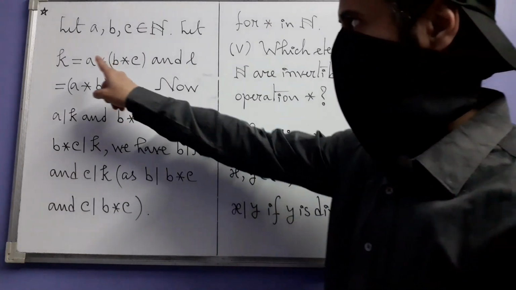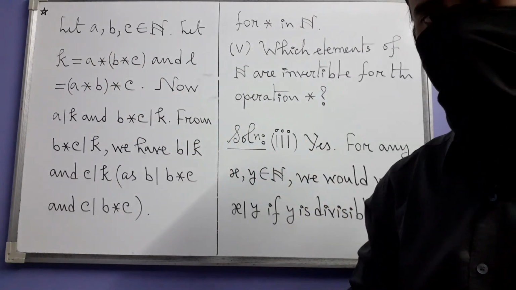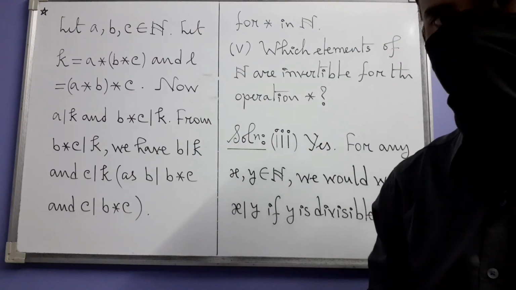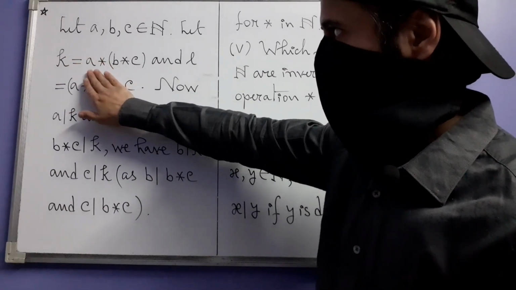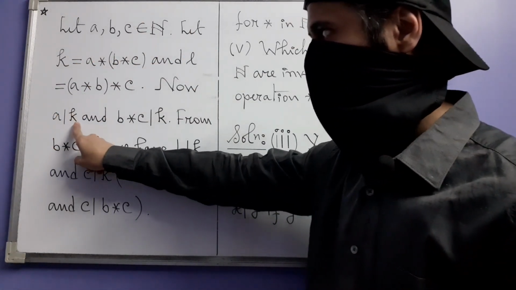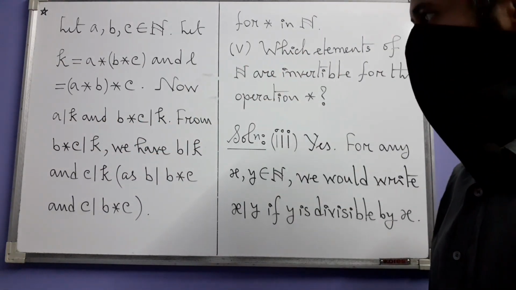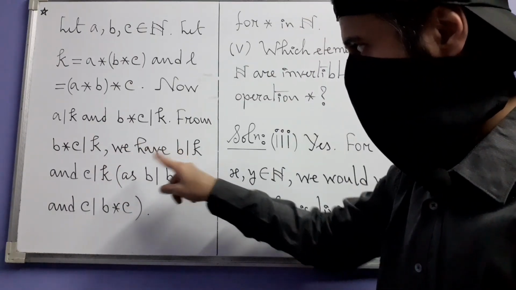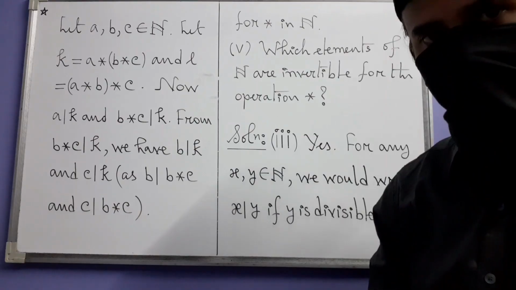By definition, k is the LCM of a and b star c. LCM means least common multiple after all. That means k is a multiple of a as well as b star c, or in other words, a divides k and b star c also divides k. But from this relation, you further have these two relations that b and c also divide k.